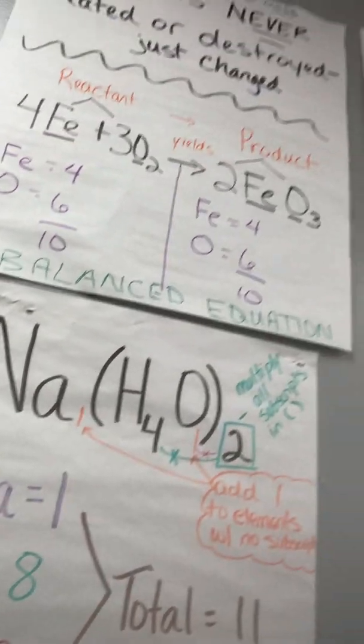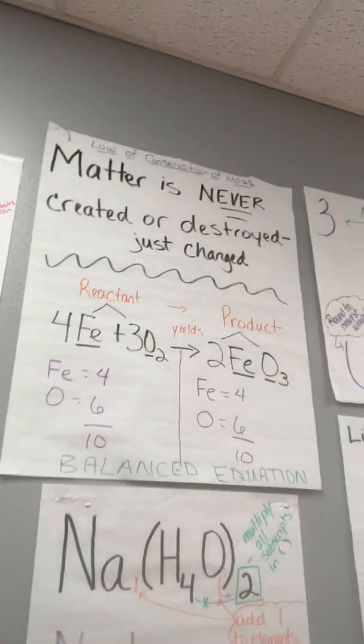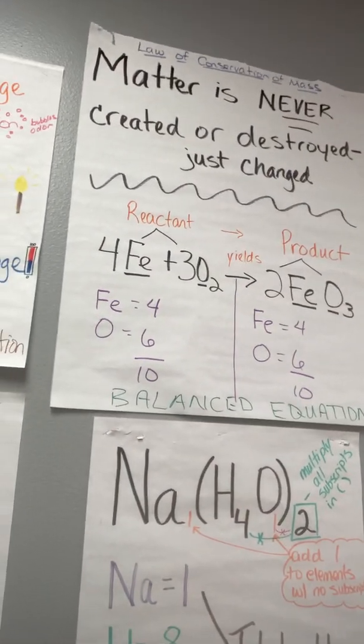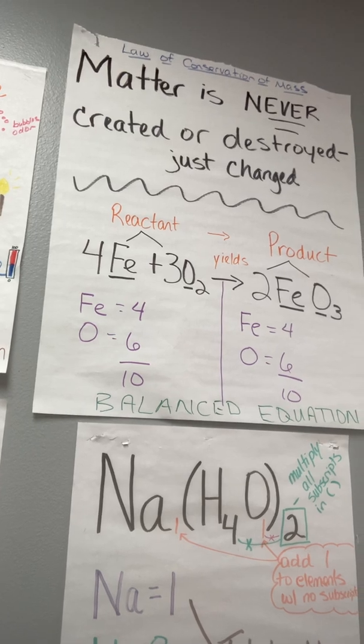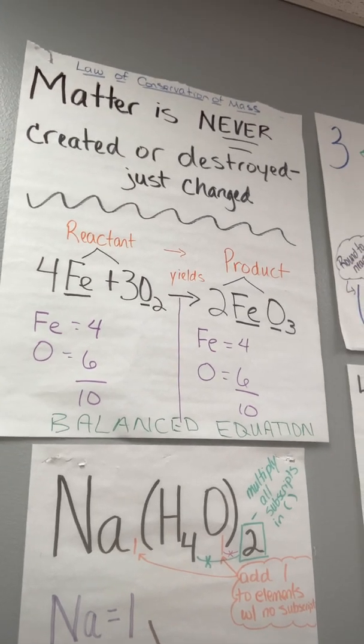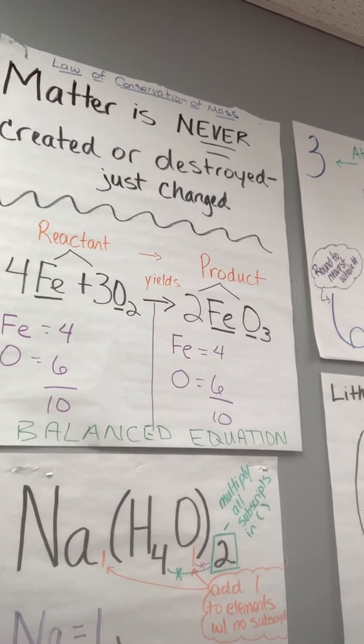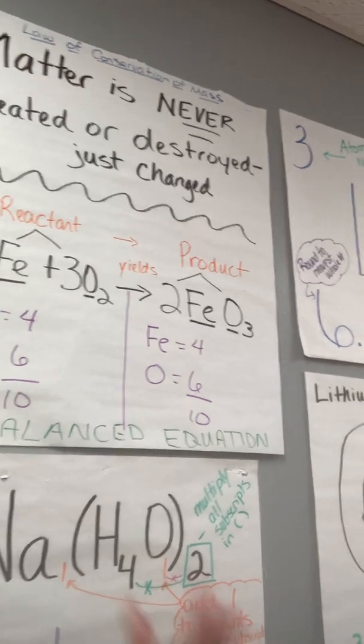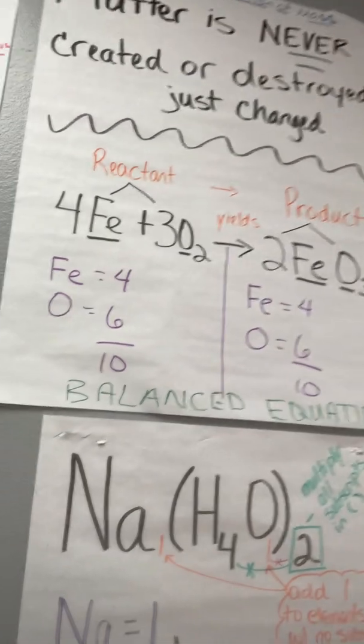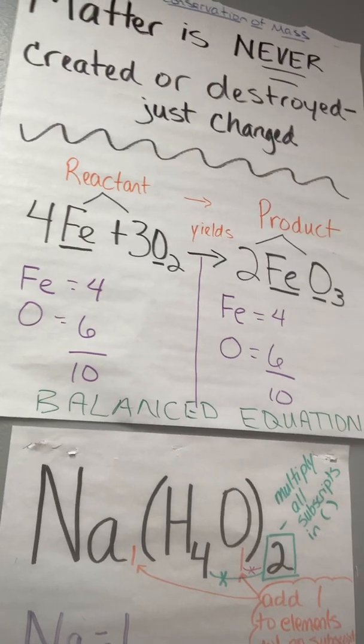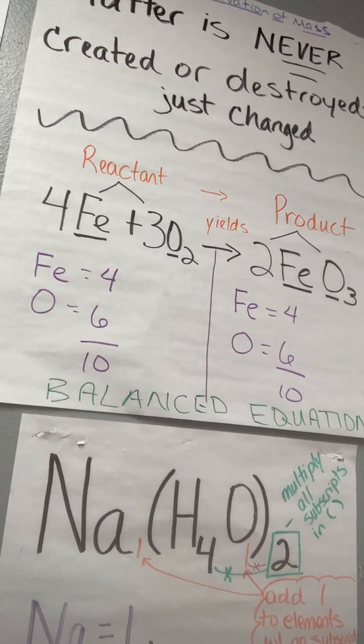Okay? All right. Law of the conservation of mass. Matter is never created or destroyed. It is only changed. And that is a balanced equation. Your reactant goes into what makes your product. Nothing is lost. It's only changed and rearranged.